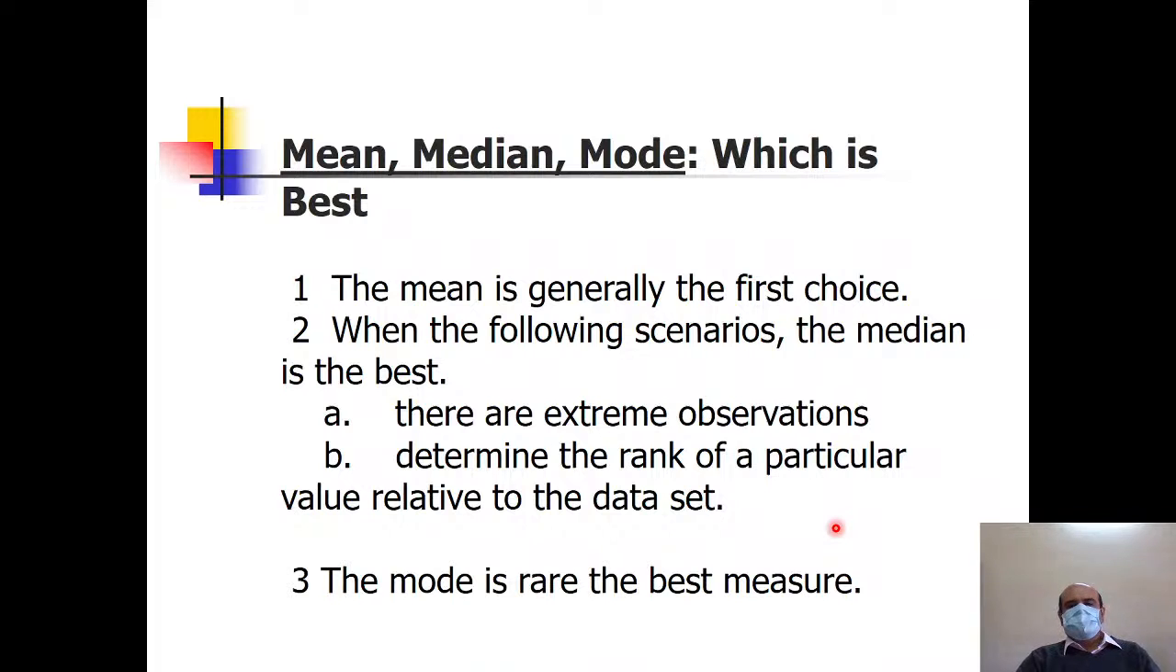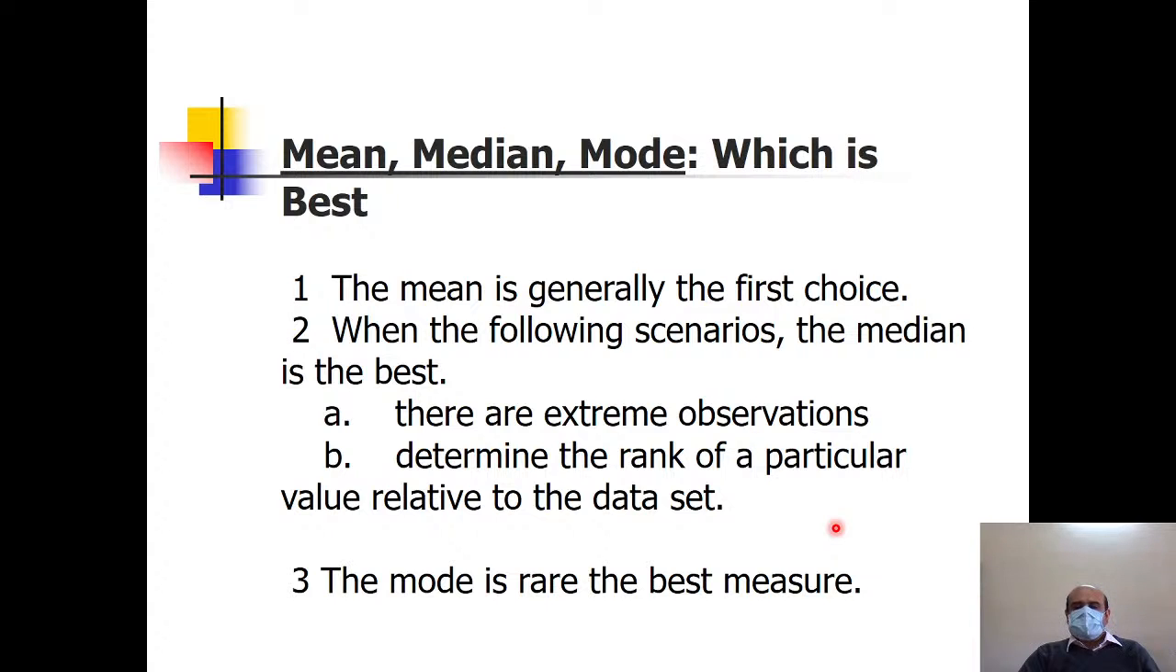Now mean, median, mode, which is the best? Which should you be using? That completely depends on the data set. What kind of data do you have? The mean is generally the first choice. People use the mean as a first choice because it uses all the data. So the mean is generally the first choice.